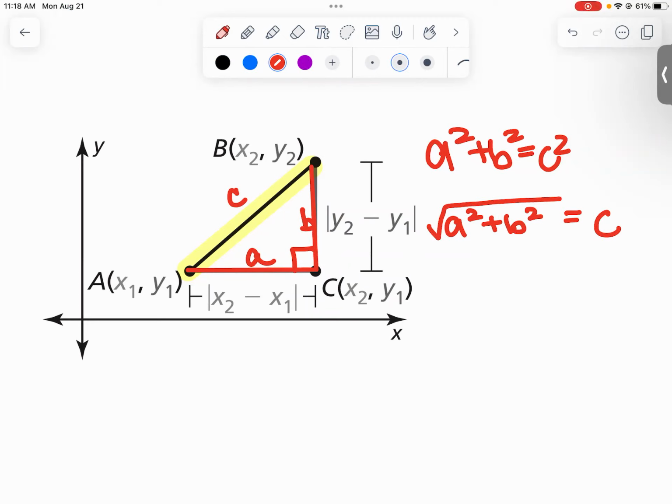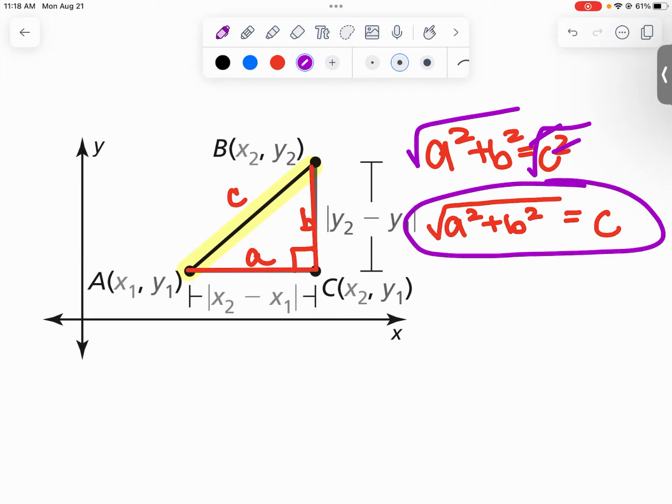Do you understand how that happens? Okay. If I want to get rid of the square so that C is by itself, I would square root both sides. Okay. This is what you just highlighted. You just don't see A, B, C.